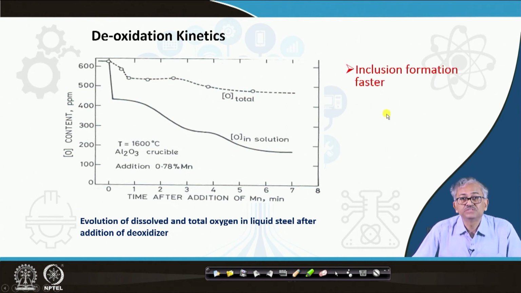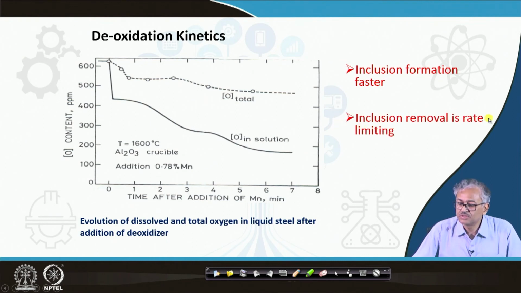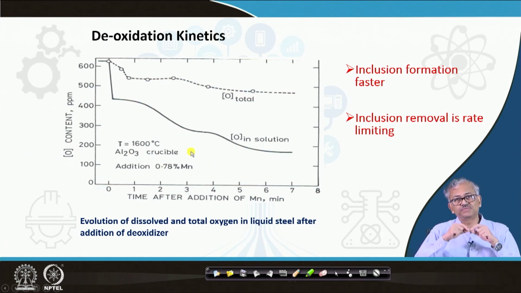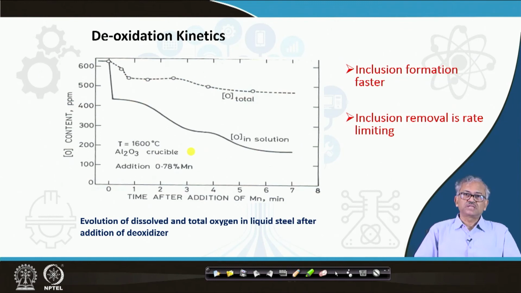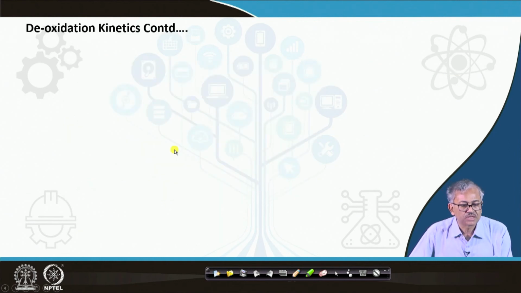The inclusion formation is very fast, but inclusion removal is rate limiting. Removal means the transport of MnO from the bulk to the slag is rate limiting. When the MnO reaches the slag, only then can it join the slag and get removed from the system, that is from the liquid metal. So you can see in deoxidation kinetics, the removal of the inclusion is rate limiting. We have to concentrate on the removal. Formation is very fast, but removal is the problem. So let's see what the steps are.